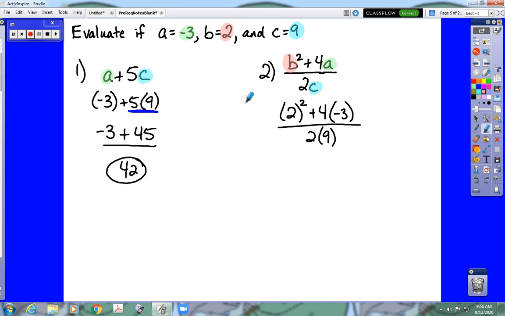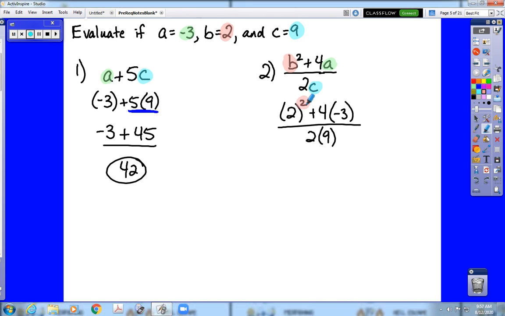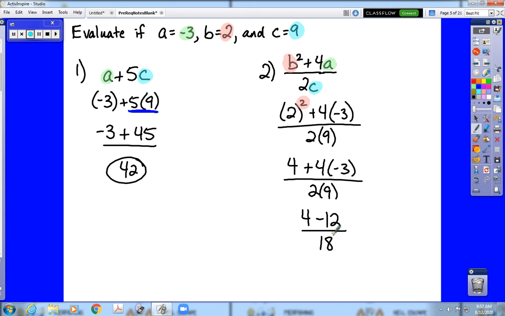So again, none of those technically count as parentheses. We're going to start with the exponent here. So that would be 4 plus 4 times negative 3 over 2 times 9. We would then carry out these two multiplication pieces, so this one and this one would be next. So that would be 4 minus 12 over 18. Then we would do the subtraction on top, because we need the subtraction on top to be completely cleared out. So that would be negative 8 over 18.